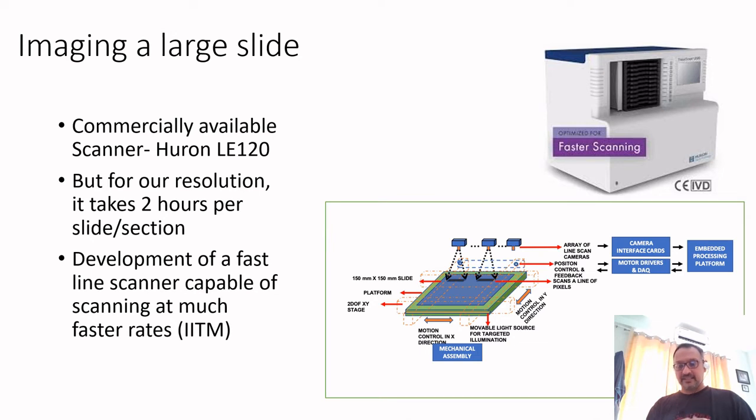So IITM is again leveraging their world-class engineering skills to develop a fast line scanner, which is capable of scanning at a much faster rate. Our eventual goal, or you can call it our aspirational goal, is something that can go 100 times faster than what is commercially available, right? We're still working on this, and the project is still ongoing. We have some prototypes, but watch this space for further updates.